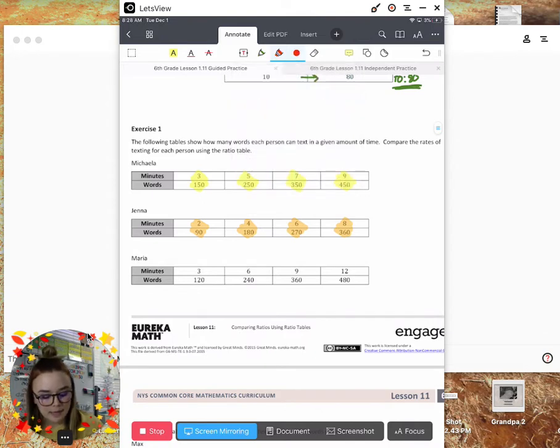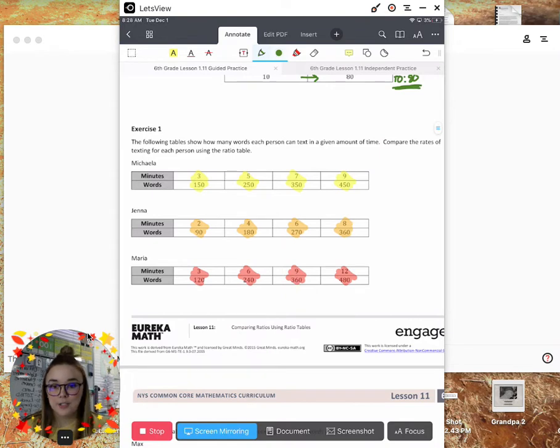And then Maria can text 120 words in 3 minutes, 240 in 6 minutes, 360 in 9 minutes, and 480 in 12 minutes. So let's take a look and see if we can figure out who texts the fastest. We're going to compare them.